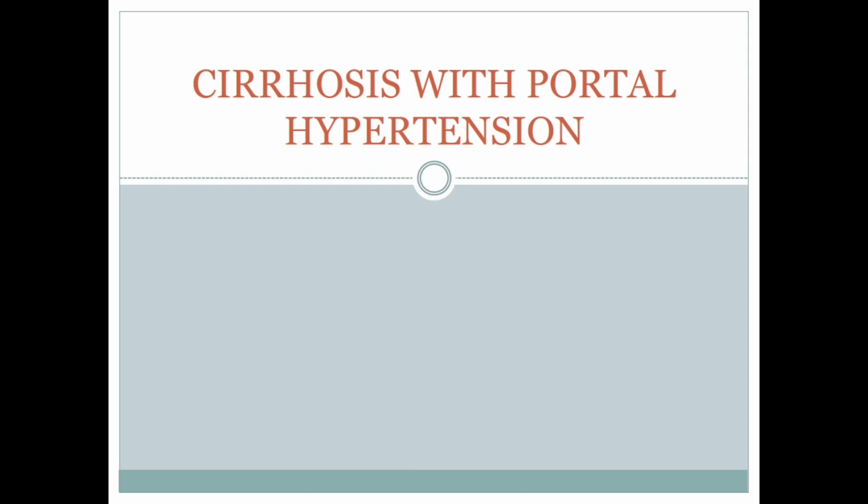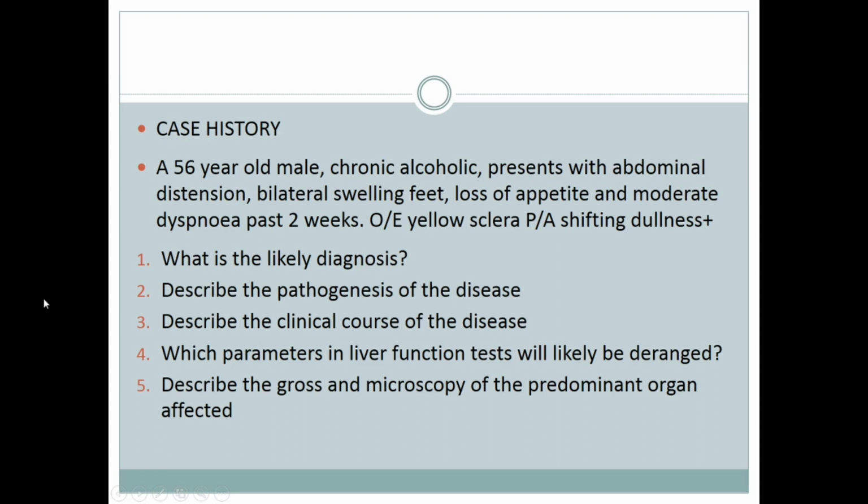Irreversible cell damage in the liver, the end product is cirrhosis always. And when cirrhosis develops because of the change in the architecture of the liver, the vascular channels are all twisted, and there could be obstruction causing portal hypertension. Okay, so this is a case history which we usually may give to you.